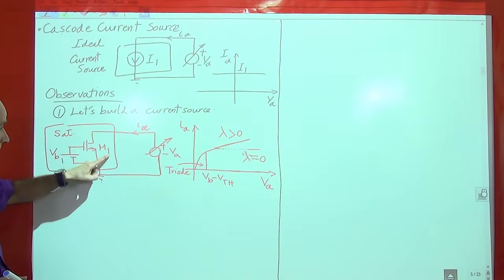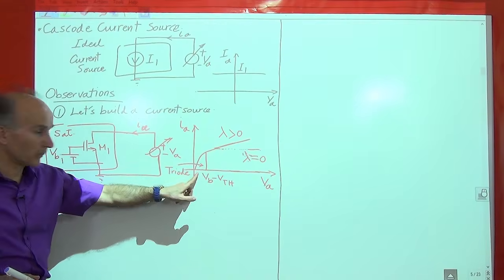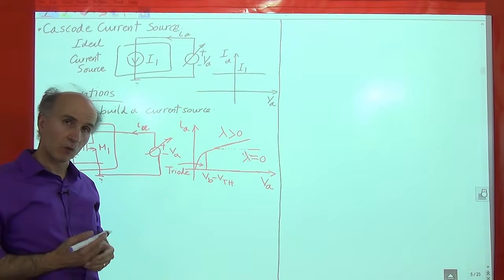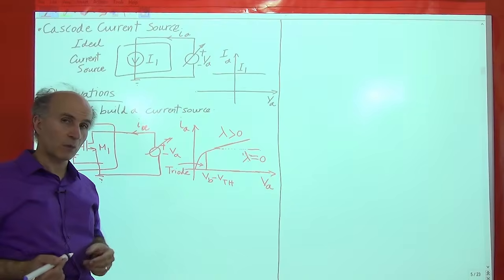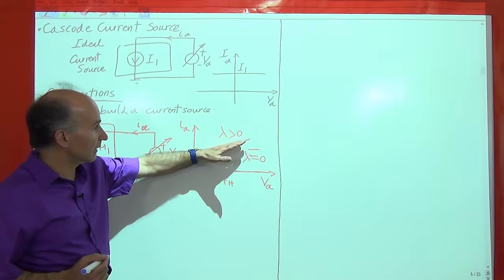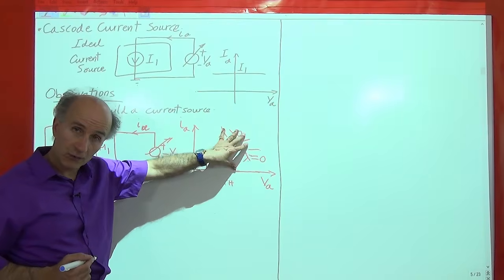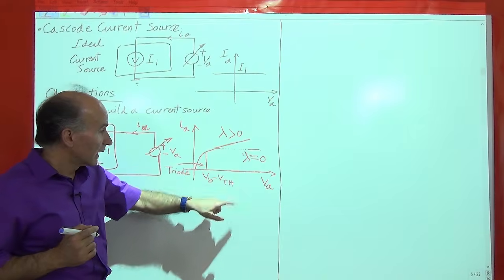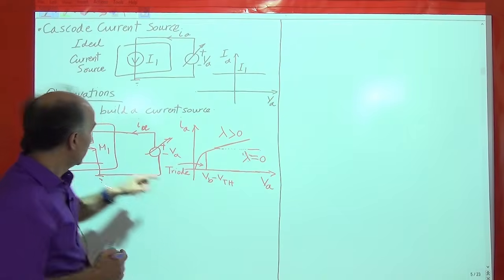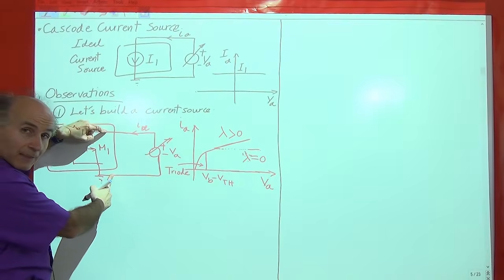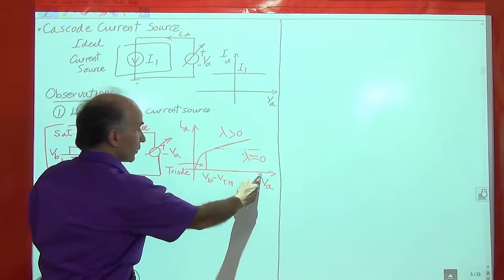So once the drain falls and it goes past this point, the device goes to the triode region. We don't have a good current source anymore. Okay, so we see that there are two limitations in this circuit. Number one, the output current is not flat, even in saturation region, because of channel length modulation. And number two, the voltage range between here and here, across which the device is a reasonable current source, is limited. It cannot go all the way to zero.